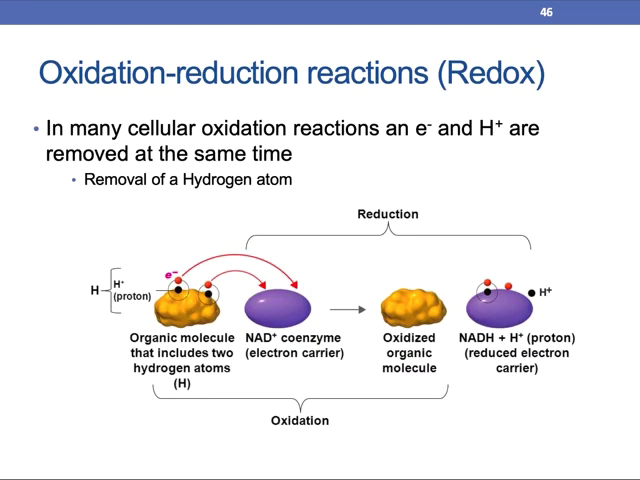In addition to the removal of electrons in a redox reaction, you also have the removal of hydrogen atoms. So the molecule that is releasing the electron is also losing hydrogen atoms. And the molecule that is accepting the electron is also accepting hydrogen ions. So that's another component of the redox reaction as well.